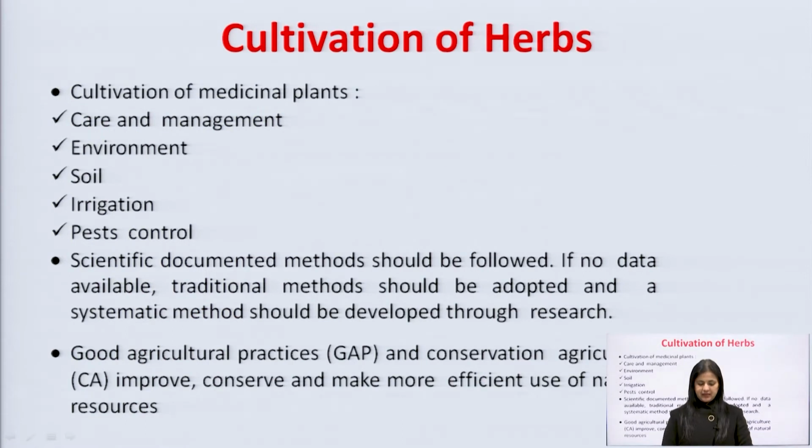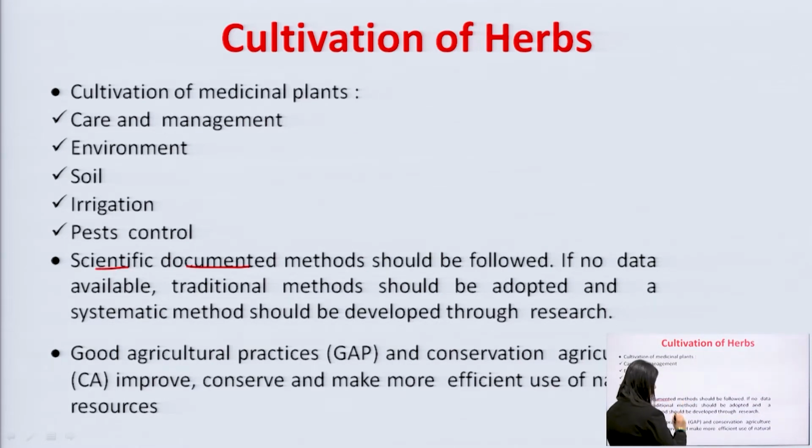Cultivation of herbs. Here we are going to study the cultivation of medicinal plants, what care and management it requires, what environment it needs, what type of soil, irrigation, and pest control. We also need a scientific document where the method should be followed. If no such data is available, the traditional method should be adopted and a systematic method should be developed through research. Good agricultural practices and conservation agriculture improve, conserve and make more efficient use of natural resources. That's why we need to focus on these practices stringently.